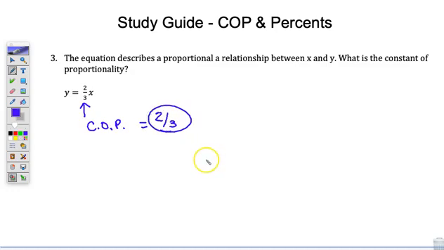Just as a reminder, do not include the x. If we are just looking for the constant of proportionality, we just need to look at it from the equation. So we would not include x when we tell the reader what the constant of proportionality is.